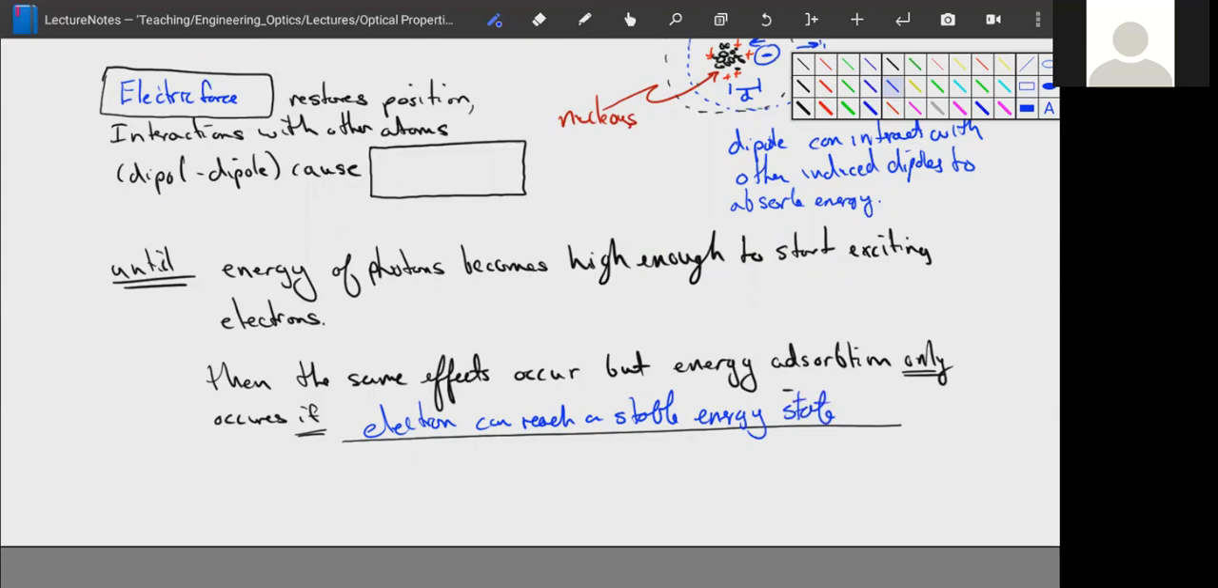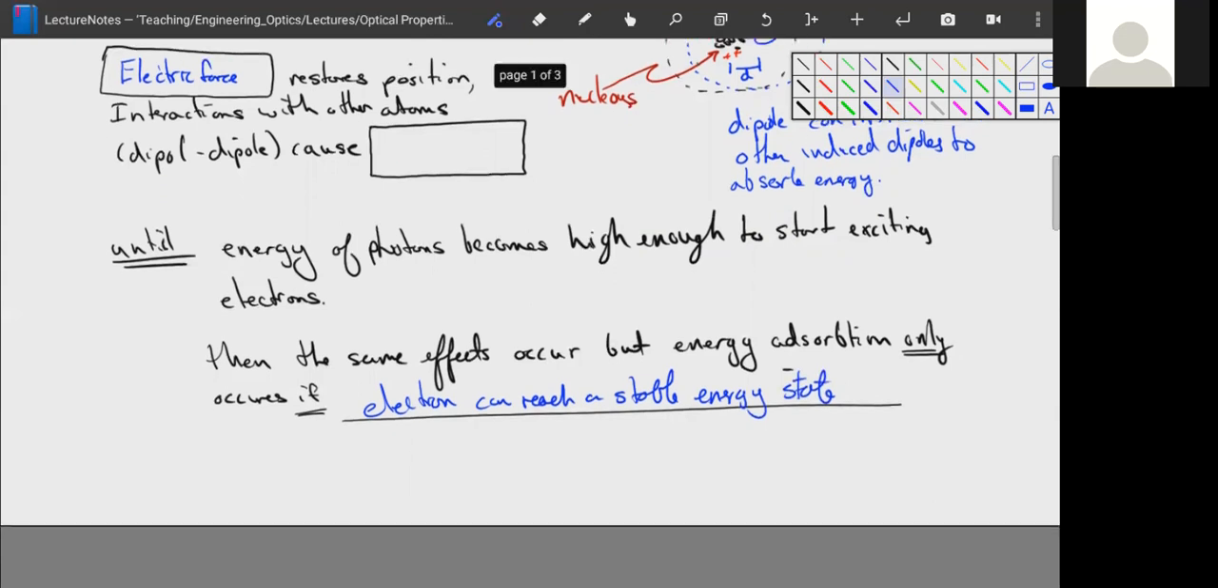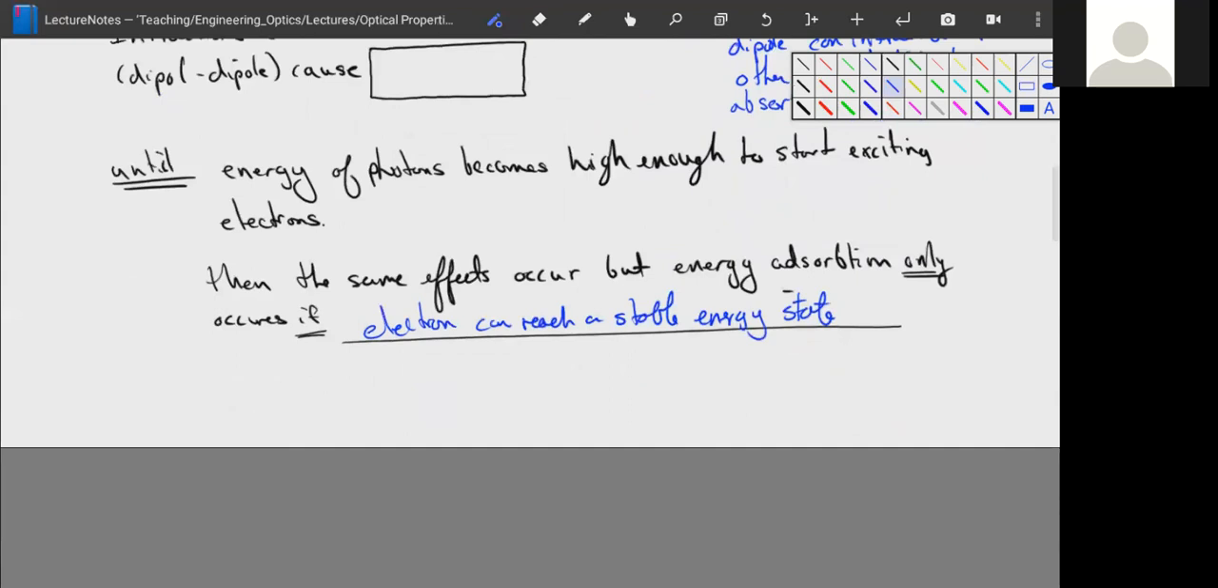Okay. So what does it take then for a material to be transparent? What does it take for us to have glass that allows light to pass through it apparently unimpeded? Well, that's not true, right? There's some absorption, a small amount of absorption, but there's some absorption.